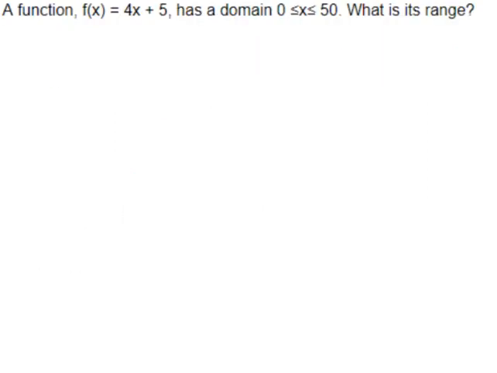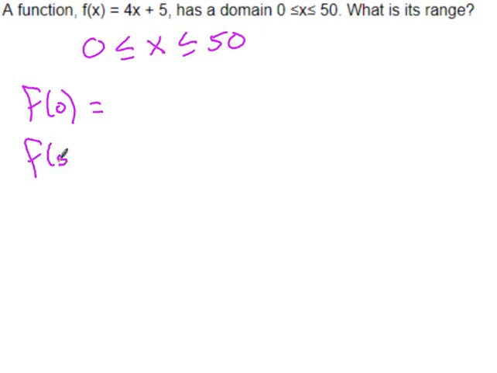All right, and finally, if you're given a domain and you want to know the range. So if my domain, I know the only possible values for x are in between 0 and 50. Then to figure out my range, I got to figure out what is f of 0, and then what is f of 50, because that means my range has to be in between these two values. Because if I can use 0 for x, that's going to be the smallest value of this graph. So if I do 4 times 0 plus 5, that's just going to give me 5. So 5 is the minimum.